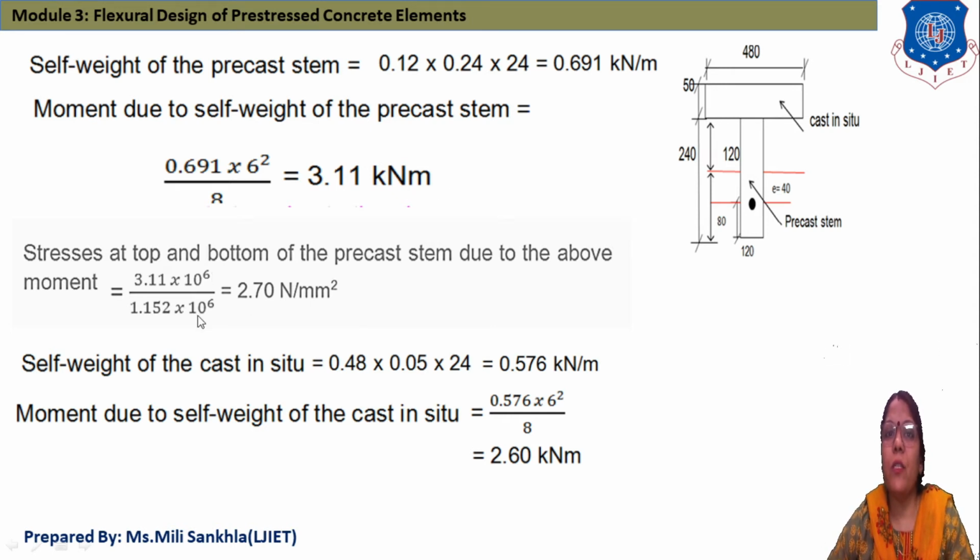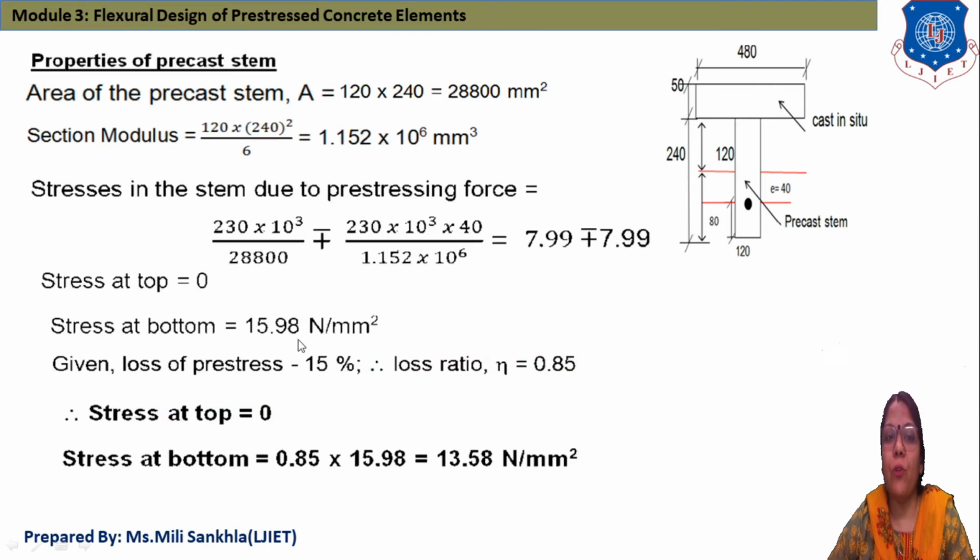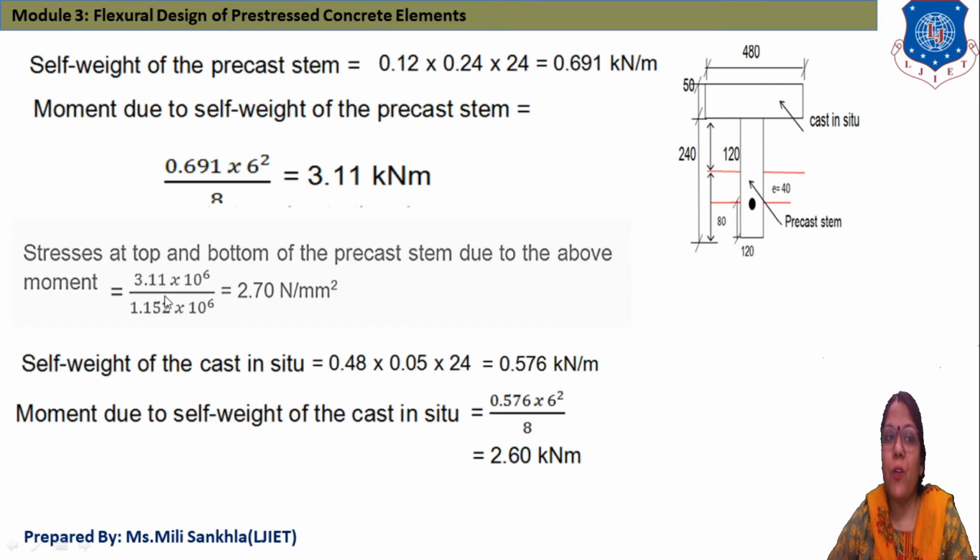And section modulus Z, that we recently found, is 1.15 into 10 raised to 6. Put this value into the equation M by Z, and the answer is 2.7 Newton per mm square. Here we find stresses at top and bottom, because this one is due to the self-weight of the precast web. In the first case we find stress due to the pre-stressing force for the unpropped method, and here the top stresses are 0, and only the bottom stresses we find out.